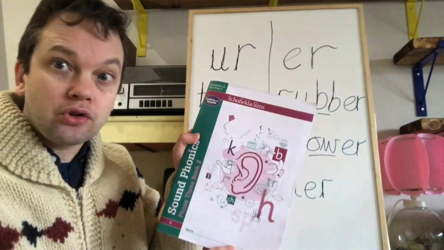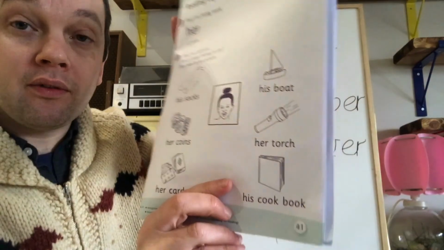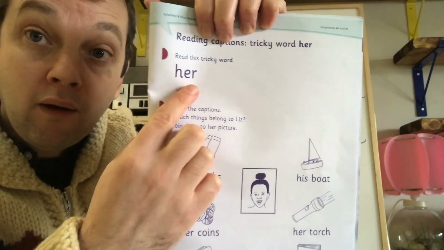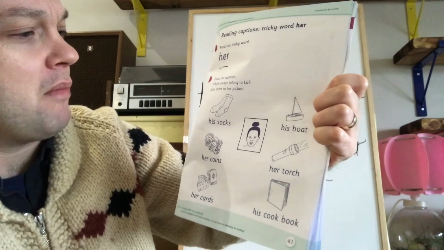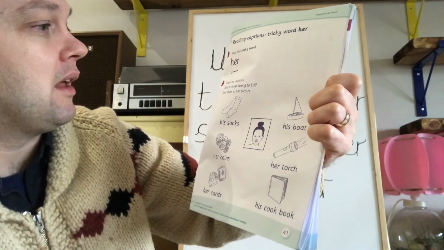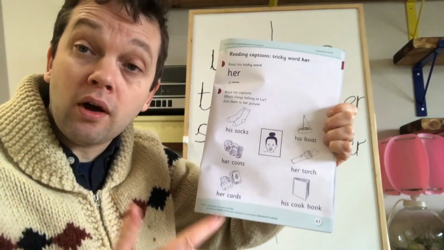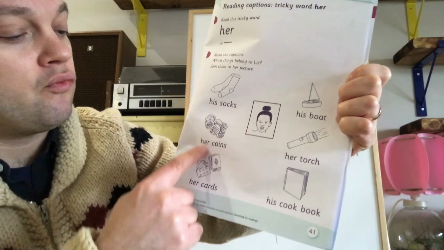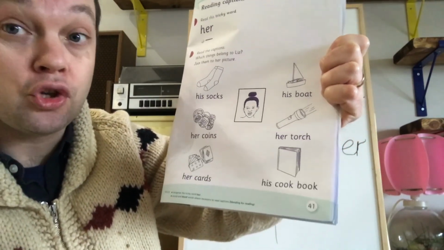Phase 3, Book 2. Here we go, page number 41. That's a 4 and a 1. And we've got our word, her. Now, there's this girl here, and her name, I think, is Liz. She's a girl. So do we use the word his or her? That's right, we use the word her, don't we? Now you need to read all of these things and draw a line to the ones that belong to her.